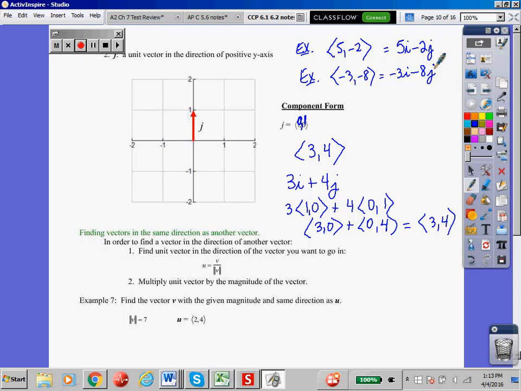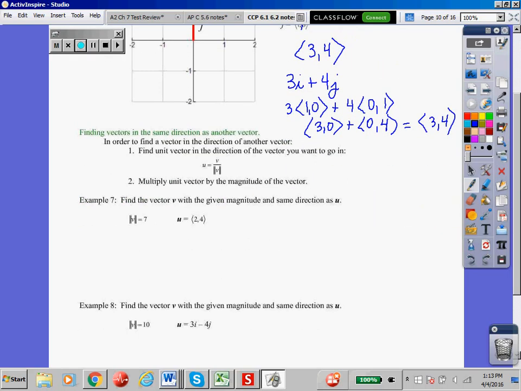Now, it was my understanding that here in physics it's a little bit more conceptual than doing, it's not like a calculus-based physics. Okay, so it says in order to find a vector that's in the same direction as another one, you find the unit vector and then multiply the unit vector by the magnitude of the vector.